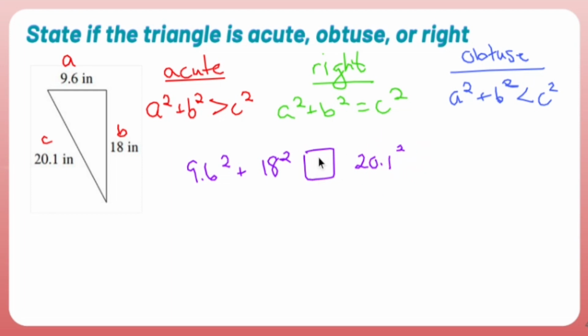Once I find out that I don't know, I'm in great shape. 9.6 squared is 92.16. 18 squared is 324. And 20.1 squared is 404.01. If I add these two together, I get 416.16.